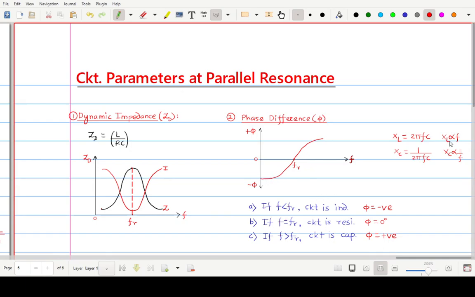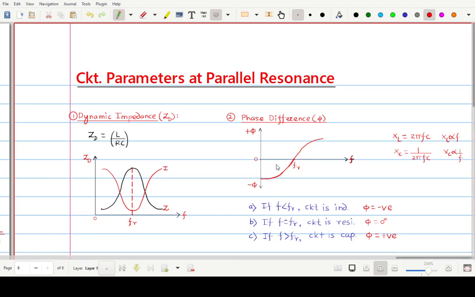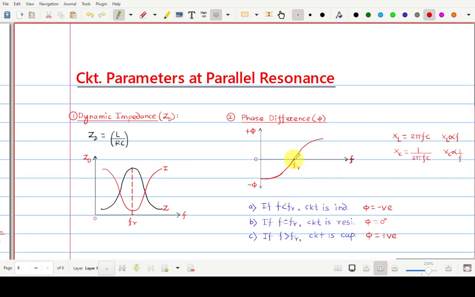So initially frequency is less. Okay, so XL will be less, so inductive current will be more. So your circuit is inductive in nature. So initially you will get negative phase angle like this. If you go on increasing the frequency, the effect of inductive current goes on decreasing, so the circuit becomes less inductive during this. Okay, and at this resonance condition your circuit will be neither inductive nor capacitive, it will be purely resistive. If you further increase the frequency, your circuit becomes capacitive and you will get the positive phase angle like this.